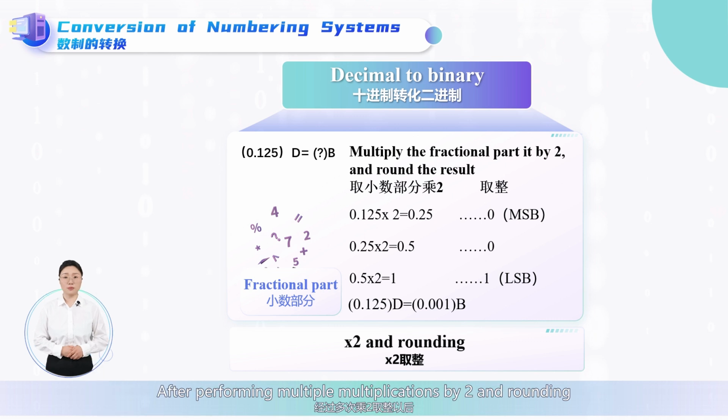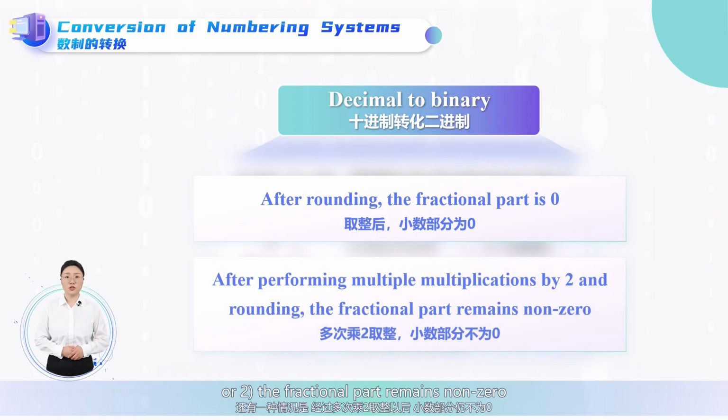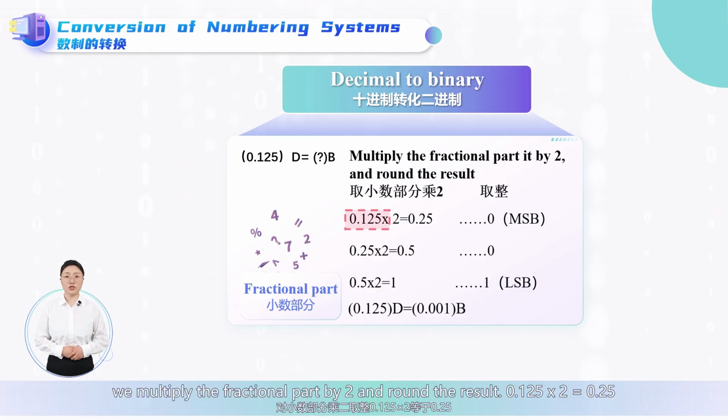After performing multiple multiplications by 2 and rounding, there are 2 possible outcomes. 1. The fractional part becomes 0, in which case the conversion is complete. Or 2. The fractional part remains non-zero, in which case we can stop the calculation once we've reached the required precision level. For example, to convert the decimal number 0.125 to binary, we multiply the fractional part by 2 and round the result.